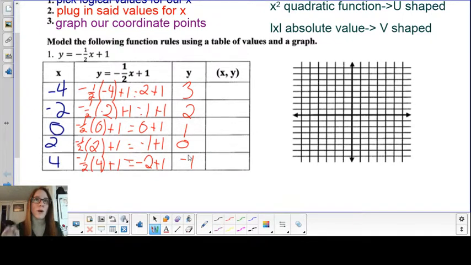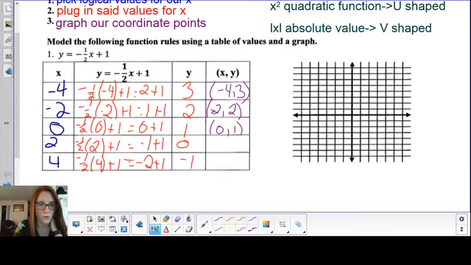my answers. So I'm going to go ahead and put them into a coordinate point so it makes it easier for me to graph. So my x value that I plugged in was -4. And when I plugged in -4, I got an answer of 3. So my point is (-4, 3). Now, my next point is (-2, 2), (0, 1), (2, 0), and (4, -1).